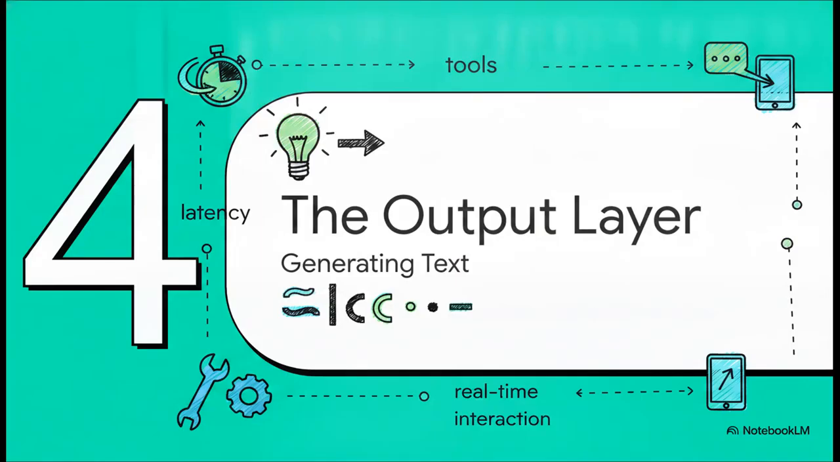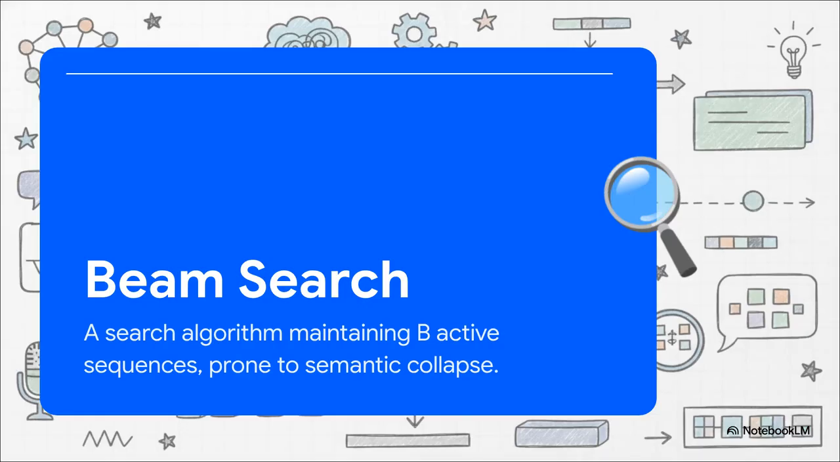Let's jump to part 4, the output layer, and how these models actually generate text. When it comes to actually generating the text, beam search is a foundational decoding method you absolutely have to know. Instead of just greedily picking the most likely next word, it explores a graph and maintains a set number of active sequences, or beams, to find a higher global probability for the whole sentence. Now, it's fantastic for short, precise tasks like translation, but for long-form generation, it can kind of get stuck in repetitive loops, which is a frustrating little phenomenon known as semantic collapse.